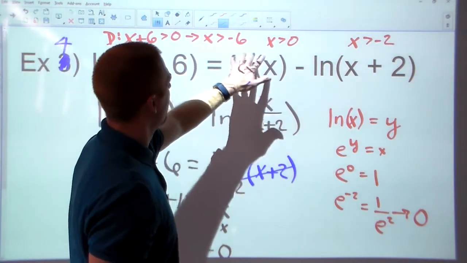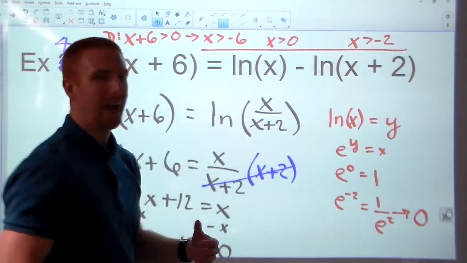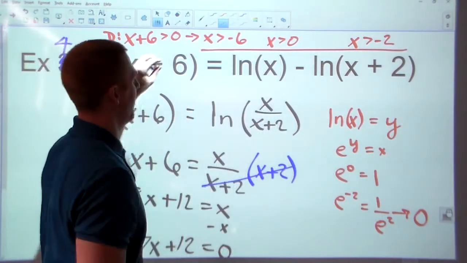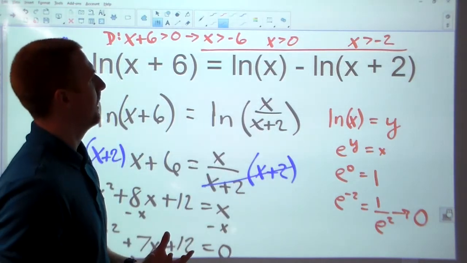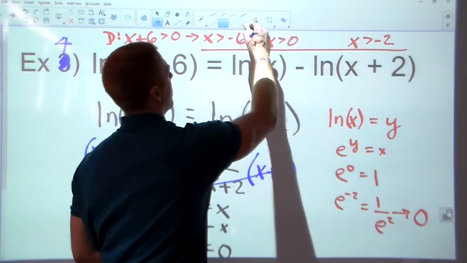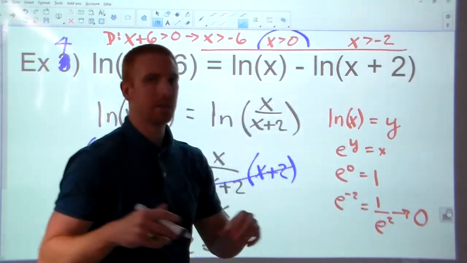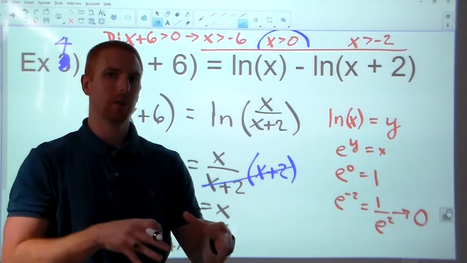And if you put all these domains together, think of them like and statements. It's got to fit this case, and this one, and this one. If you put them all together as an and statement, the only thing that overlaps is x is greater than 0. So that tells me that whatever solutions I get, they have to be bigger than 0.